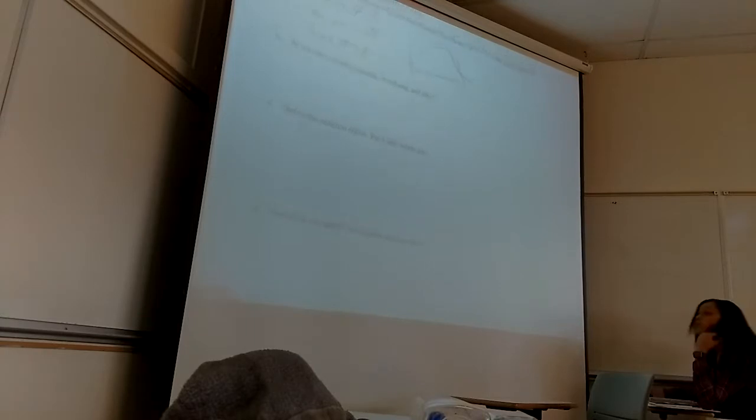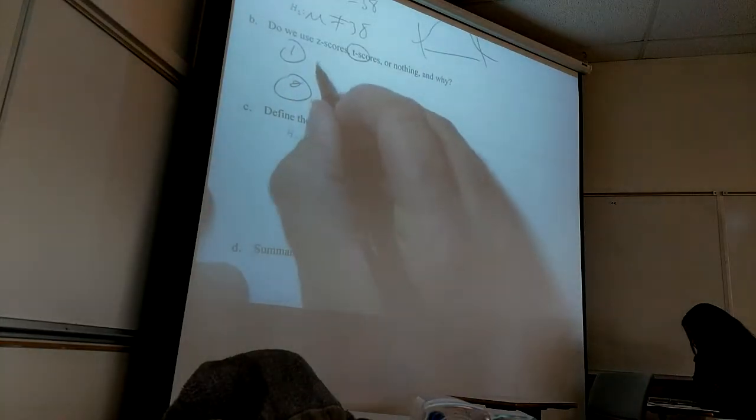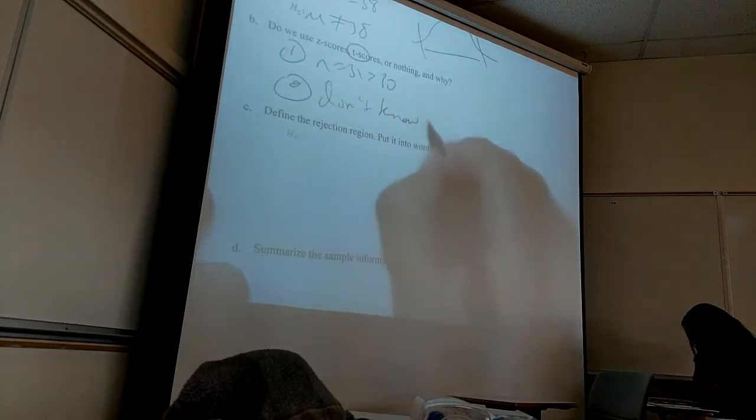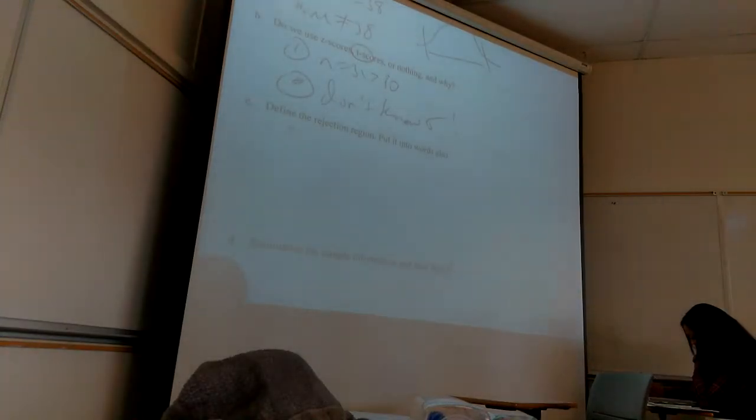So part B, Z, T, or nothing? T. Why T? N equals 31. N is 31, which is greater than 30, and we don't know sigma. You don't know sigma. This should be a t. You don't know nothing. All right.